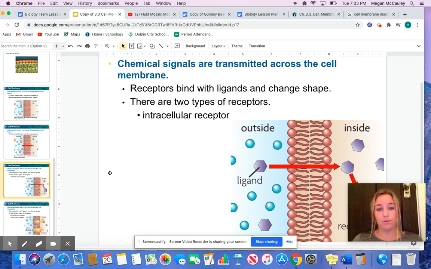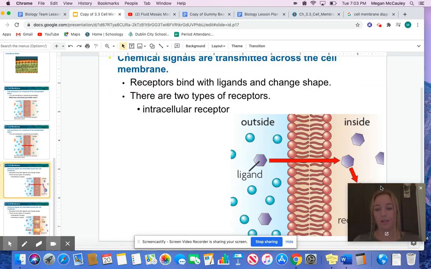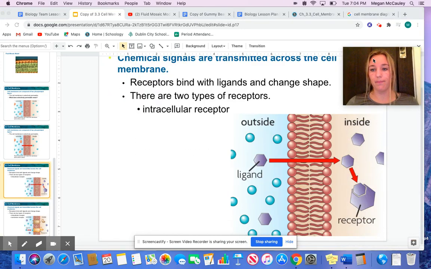So receptors. Receptors bind with ligands and change shape. So let me move this up. Oh, good. Okay. So outside of the cell, you have a ligand. So the ligand comes into the cell and binds with a receptor. So you have two types of receptors that we read about last week. An intercellular receptor is a cellular receptor.